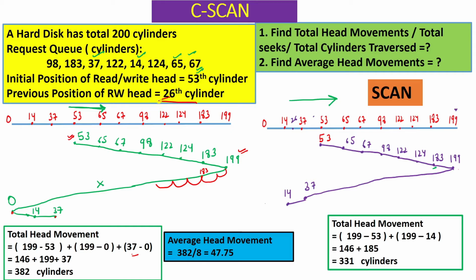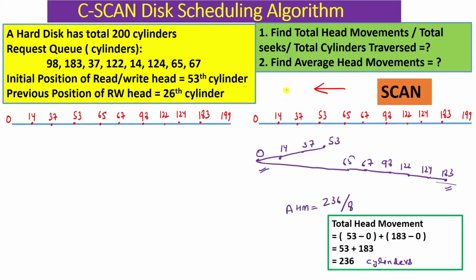Now let's apply the same example and see, if our head is moving in this direction, what will be the total number of head movements. Just for reference, we have taken this example. When we understood this example in the SCAN algorithm, in this direction we saw there were a total of 236 cylinders traversed. So now let's apply that. If we are moving in this direction, how many total head movements will there be in C-SCAN? Again we are starting from position 53, as we started in SCAN, and in this direction we have to move.